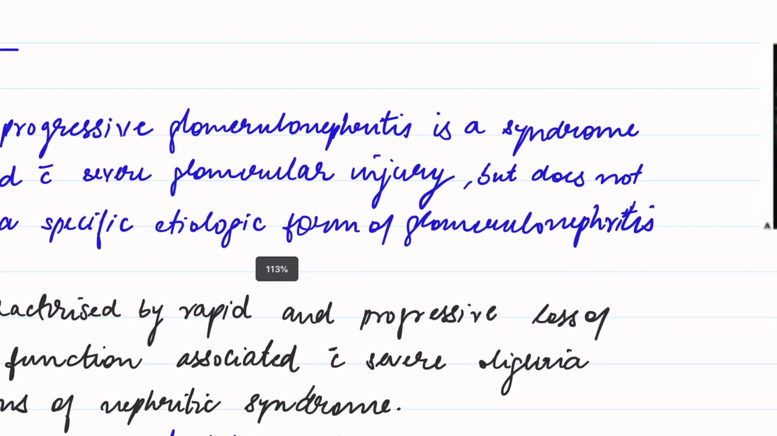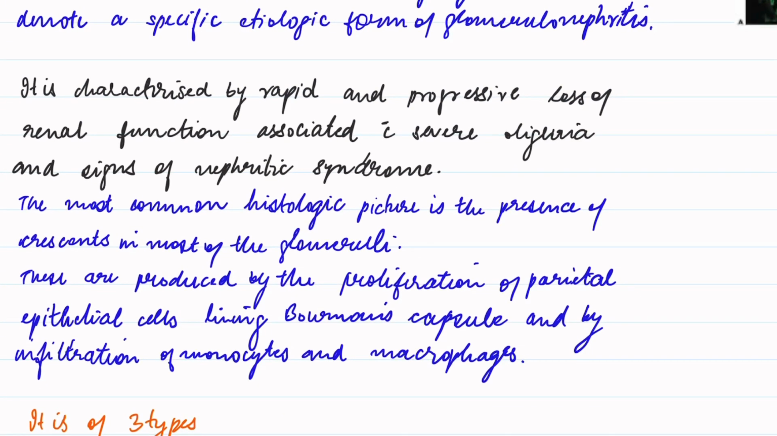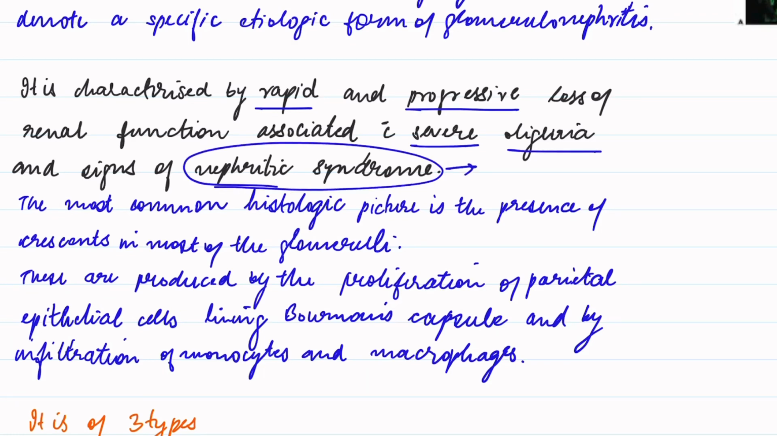Okay, so what is RPGN? RPGN is a syndrome associated with severe glomerular injury but does not denote a specific etiological form of glomerulonephritis. It is characterized by rapid and progressive loss of renal function associated with severe oliguria and signs of nephritic syndrome. Okay, friends, you should know how you can differentiate between a nephritic syndrome and a nephrotic syndrome.